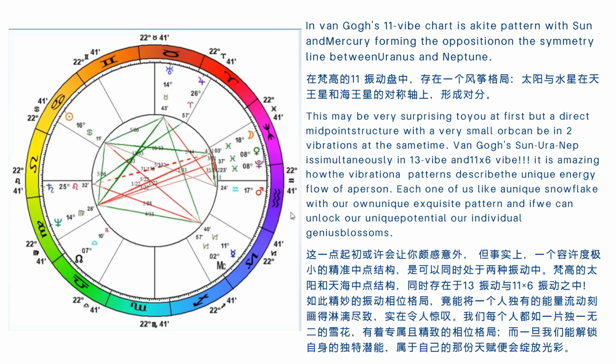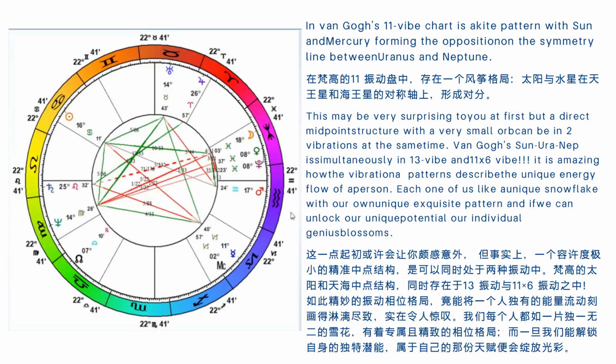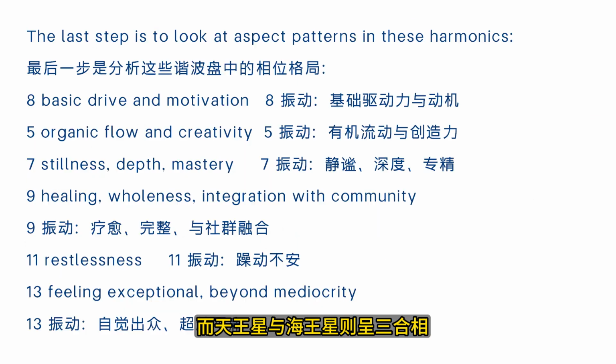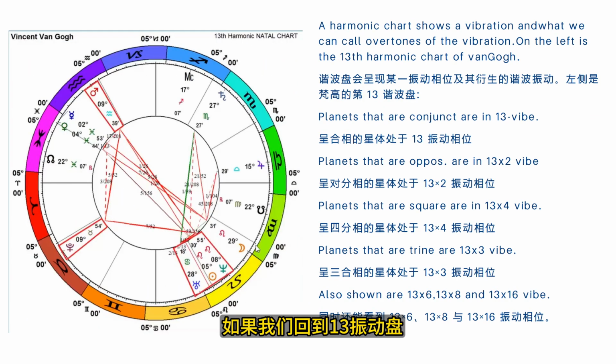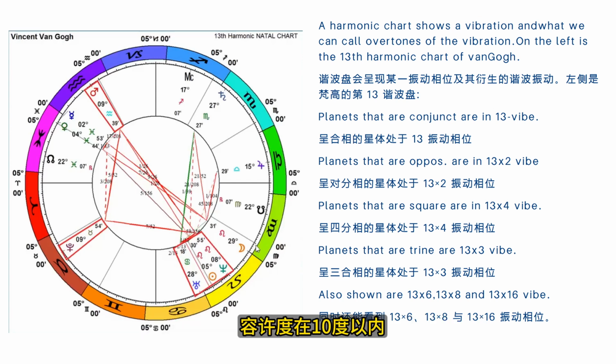Now, so that's Van Gogh. I mean, he's unstable, he's on fire. But let me just tell you one more thing, and we're done with this video. Okay, let's take a deep breath and think about this. In this 11th harmonic chart, it tells us that Sun is sextile Uranus, sextile Neptune, and Uranus and Neptune are trine. If we go back to the 13 vibration chart, it tells us that Sun, Uranus, and Neptune are all conjunct within a 10-degree orb in the 13 vibration.